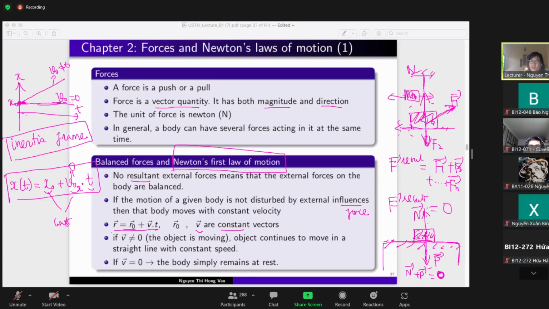So this object is resting on the table, and as we explained, there are two forces, N and P, and they are balanced, so it rests on the table. So no external force is acting on it, and if the velocity is 0, the body simply remains at rest forever. So you say that the frame of the table here is inertial. Now, if I act a force on the table, not on the object, I push the table.